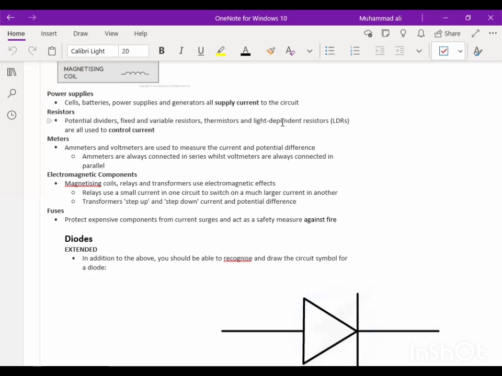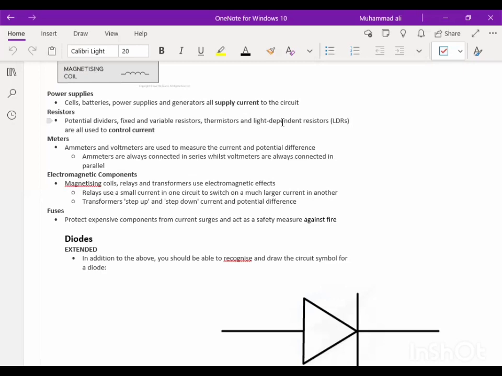Then we have fixed and variable resistors, which we kind of discussed. We know that a variable resistor is also called a rheostat. When the resistance is going to increase, the output voltage is going to decrease, and we are going to discuss another formula for that, so let's leave it for now. And then we also have another type of potential divider, which is called a potentiometer, but it's not written here, so let's leave it for some time.